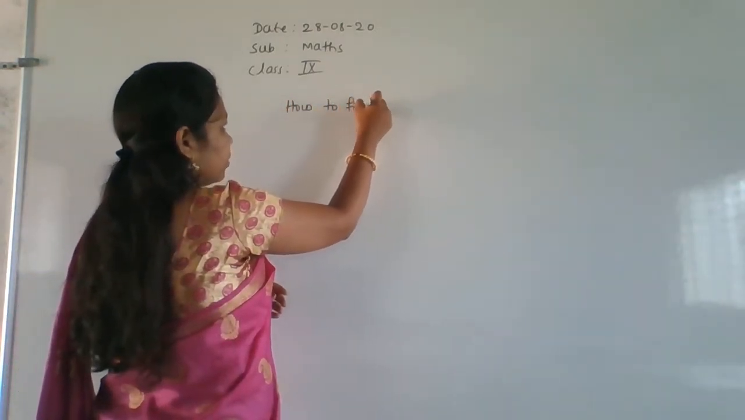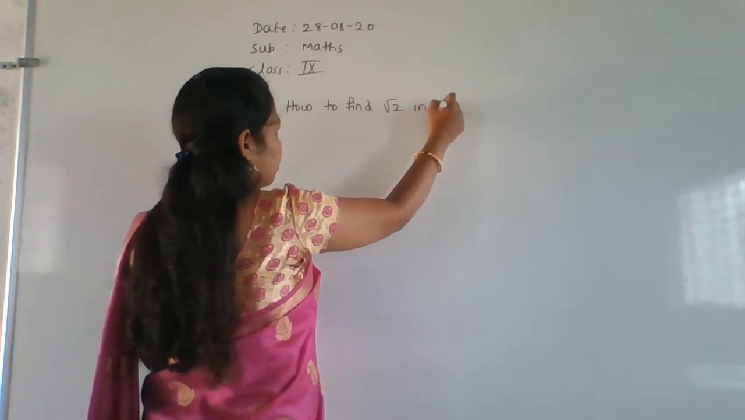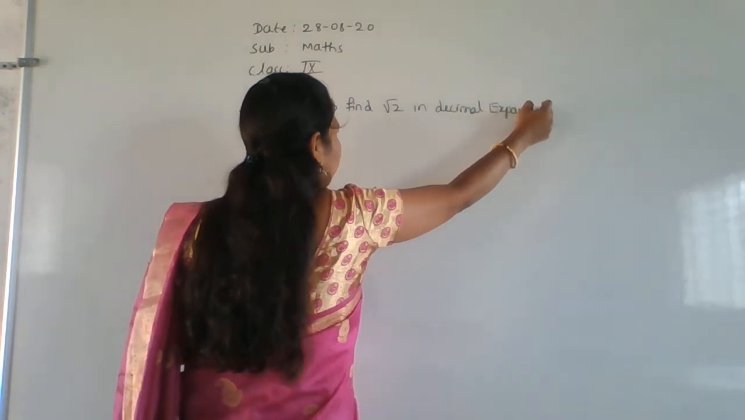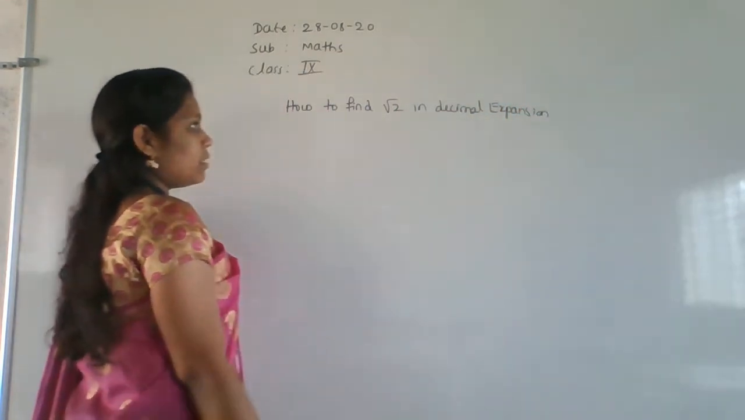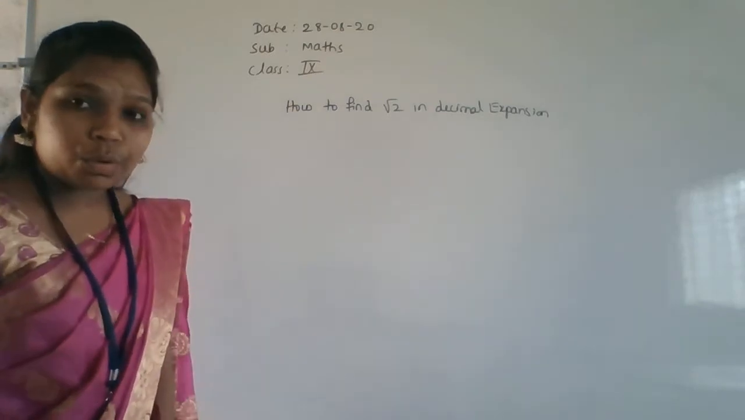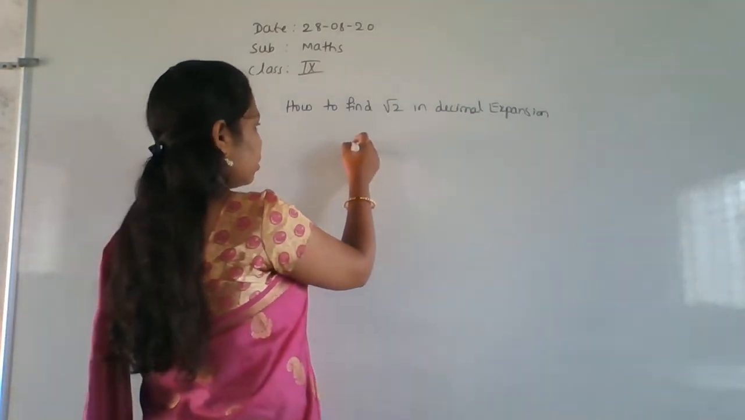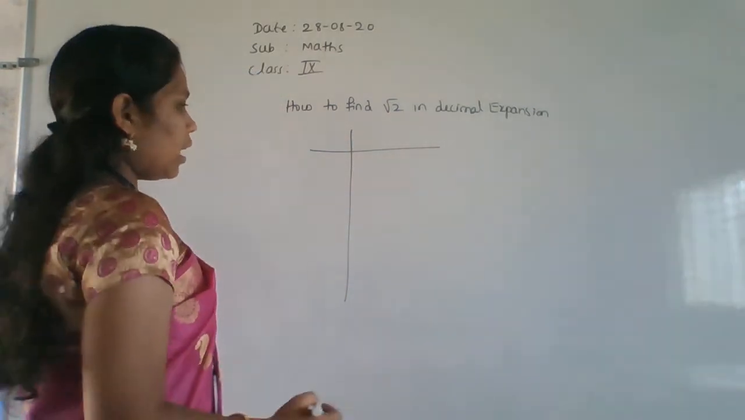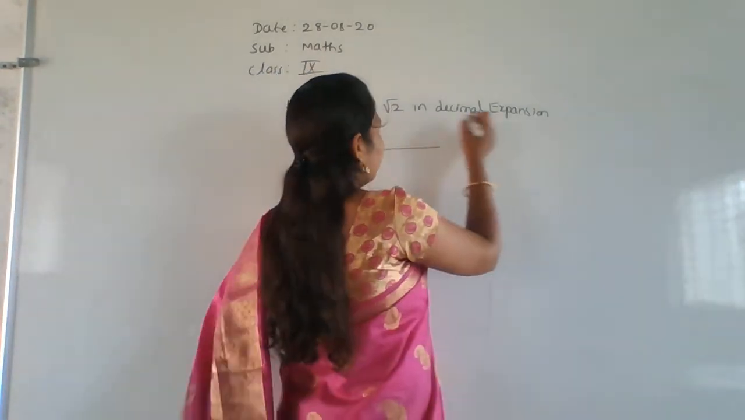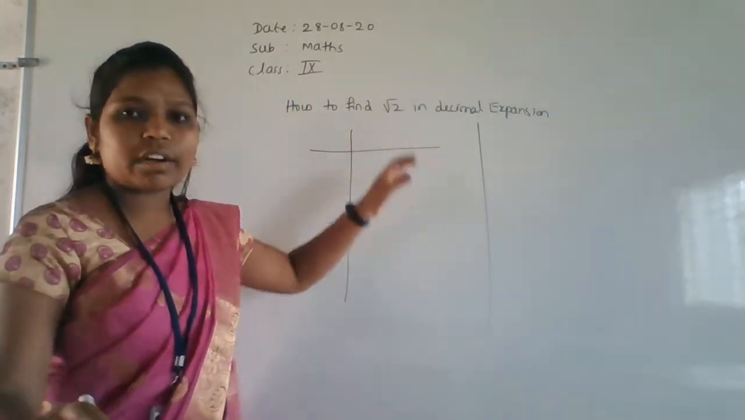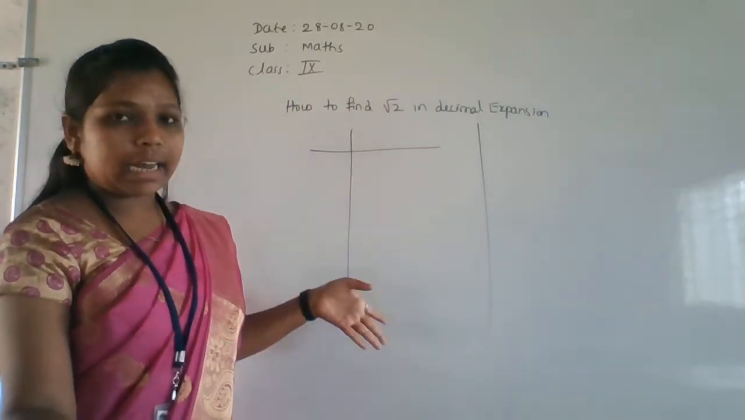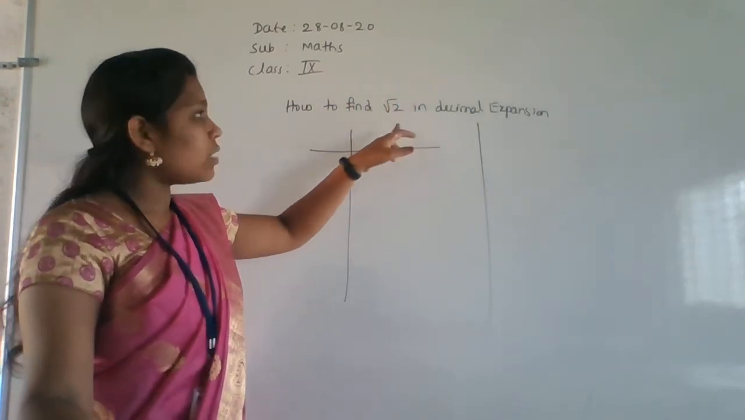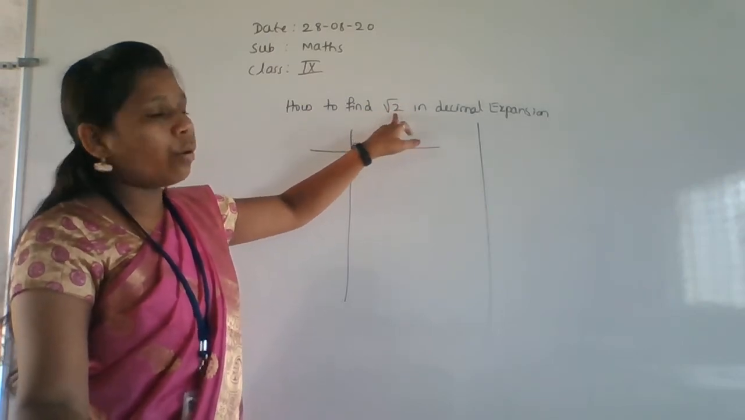How to find root 2 in a decimal expansion. Okay, so in decimal expansion, how to find the root 2 value. Okay, first take here, this is a long division method. Before that, I am going to write only the number, without the root. Forget about the square root because we are finding that only. So forget about this square root symbol.